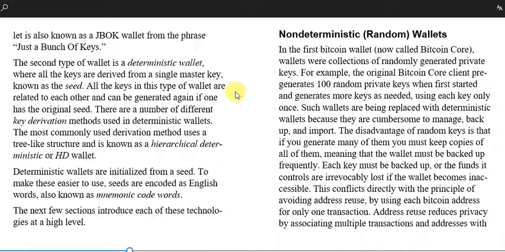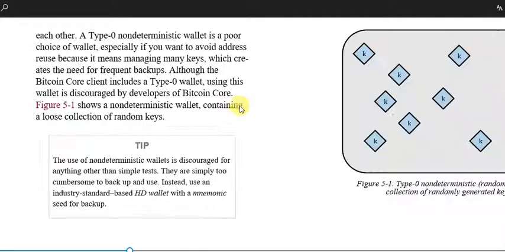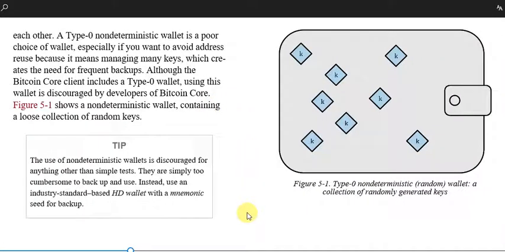This conflicts directly with the principle of avoiding address reuse, by using each Bitcoin address for only one transaction. Address reuse reduces privacy by associating multiple transactions and addresses with each other. A Type 0 non-deterministic wallet is a poor choice of wallet, especially if you want to avoid address reuse because it means managing many keys, which creates the need for frequent backups. Although the Bitcoin Core client includes a Type 0 wallet, using this wallet is discouraged by developers of Bitcoin Core.